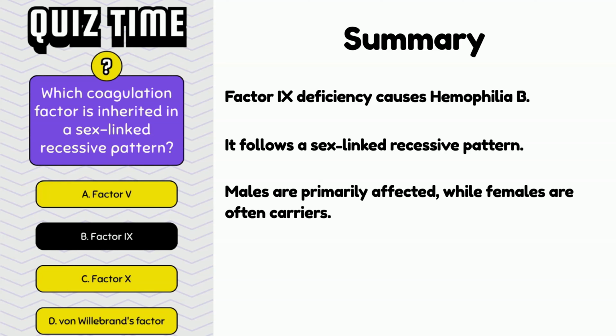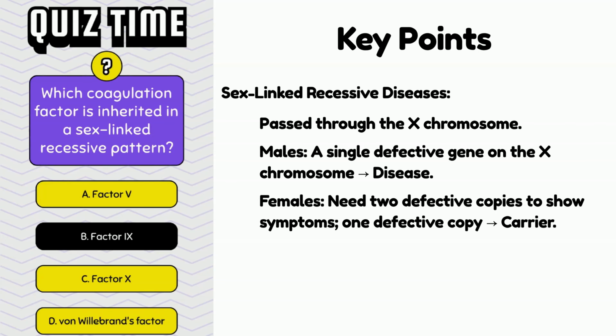Sex-linked recessive refers to a type of inheritance where the gene causing a disease is located on the X chromosome. Key point: X chromosomes. Both males and females have sex chromosomes, but males have one X and one Y, while females have two X chromosomes. Recessive: for persons to show disease, they must inherit two copies of the defective gene, one from each parent if they are females because they have two X chromosomes. However, males only need one defective gene because their sex chromosomes are composed of one X and one Y.